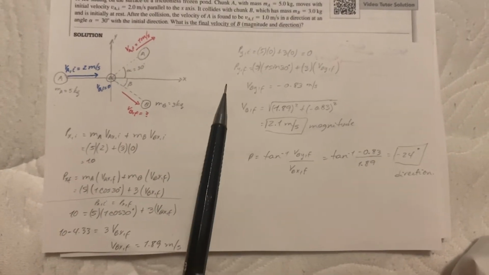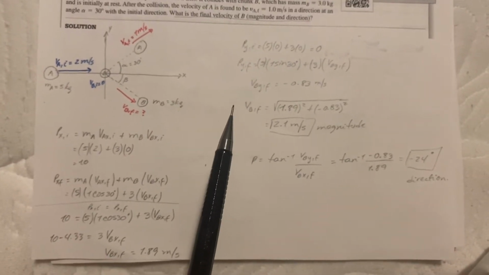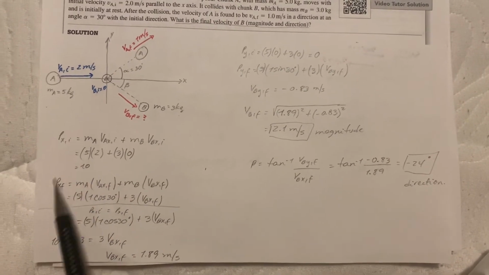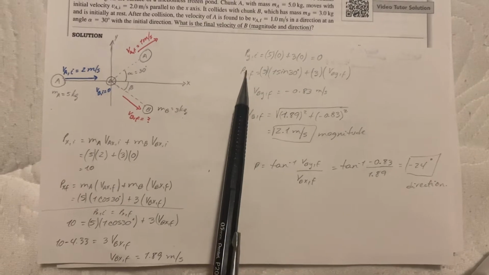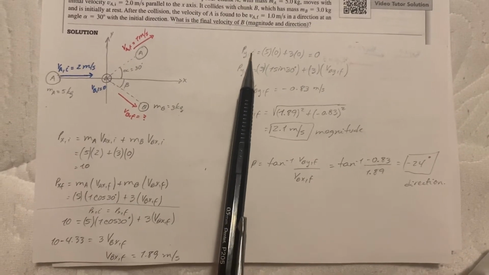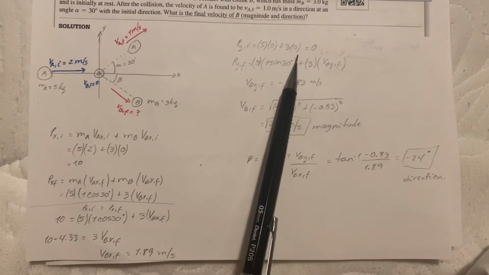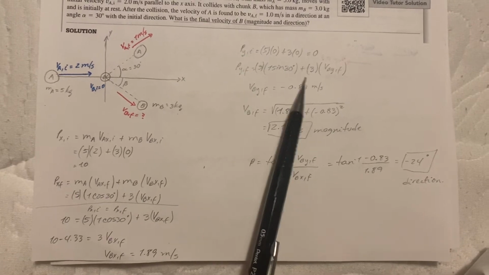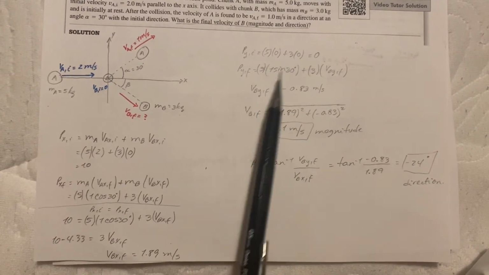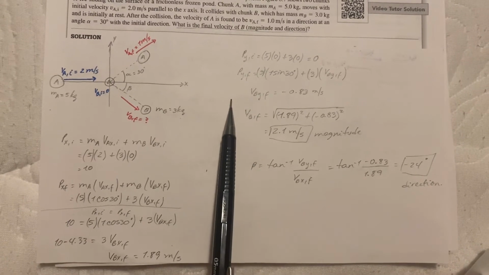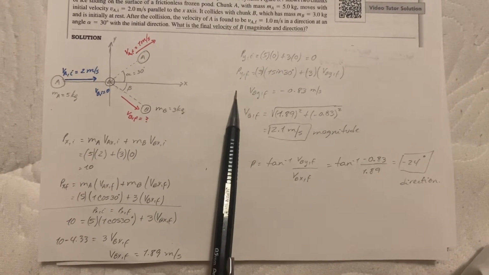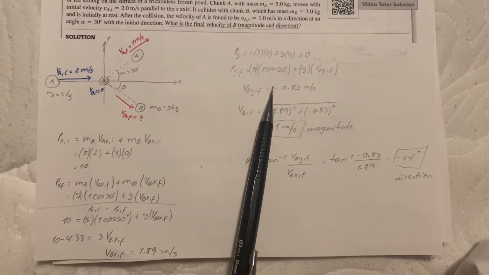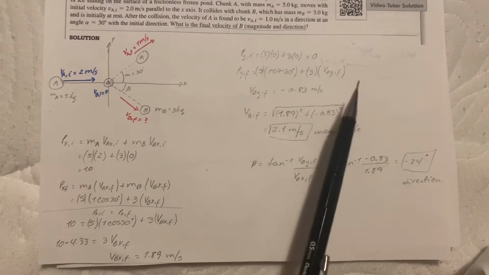Now, to find the final velocity of chunk B in the y direction, we're going to do the same, but for y. So the initial momentum in the y direction is going to be equal to 0, and the final momentum in the y direction is going to be equal to this equation right here. We're going to equate these two, and the final velocity of chunk B in the y direction is going to be equal to negative 0.83 meters per second.